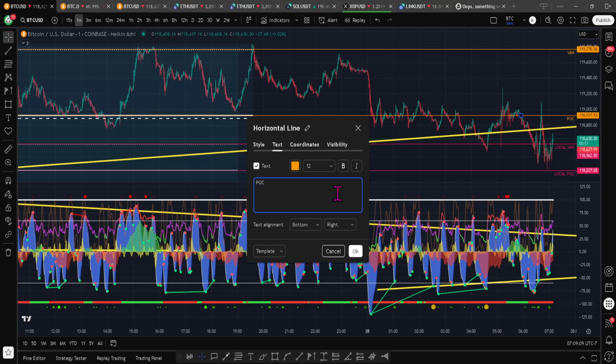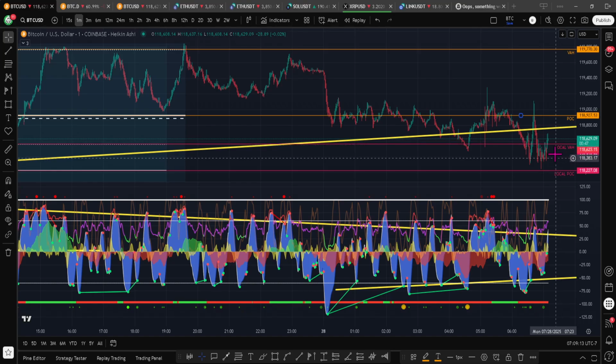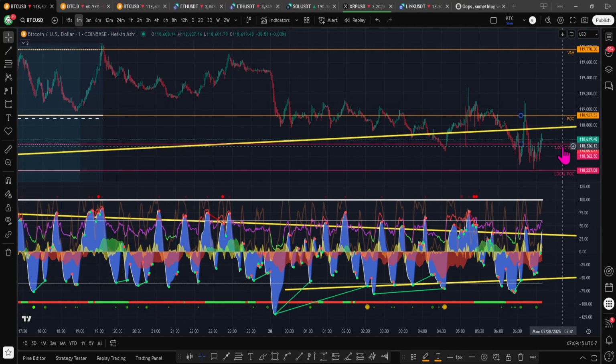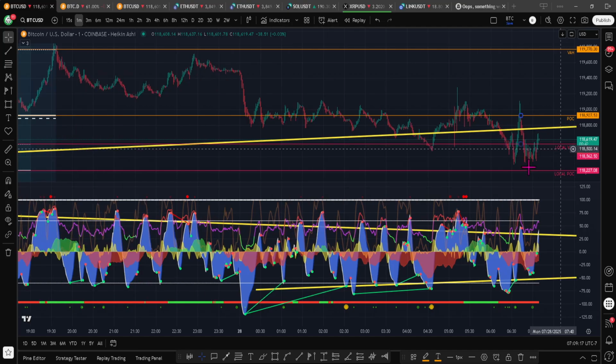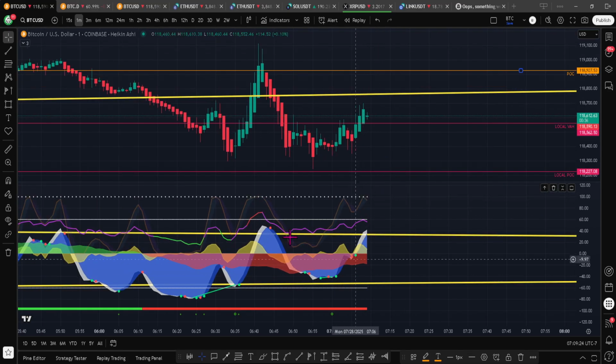Just say point of control for now. That's the second level we're looking for. Okay, so 1 minute, what we're going to do now. I don't like how this looks, but I guess we're going to just run it this way.